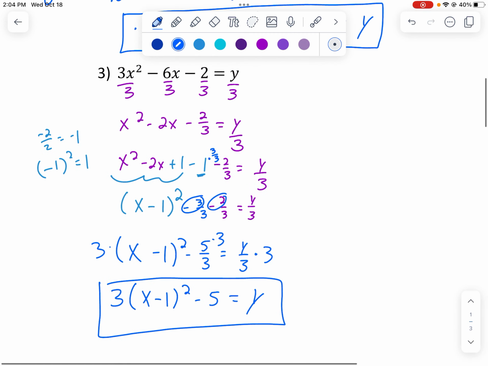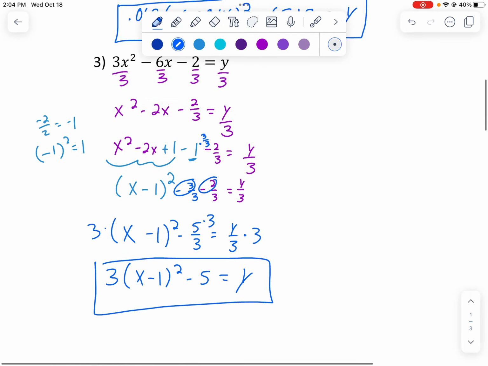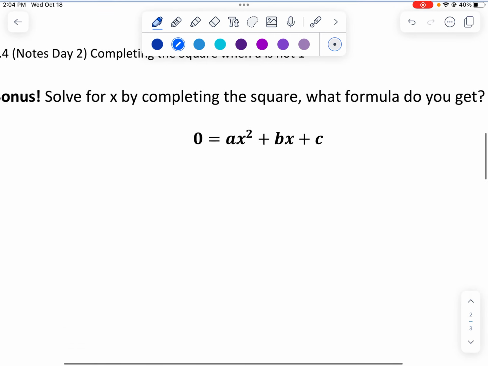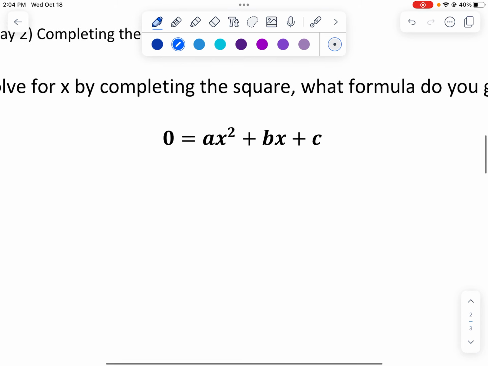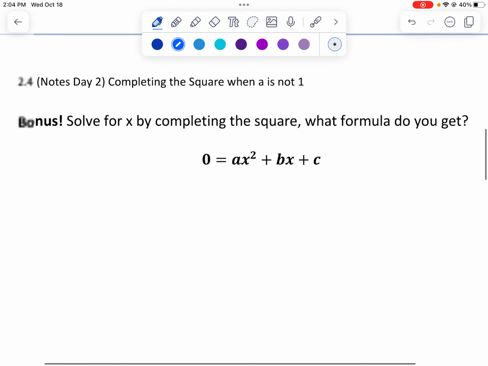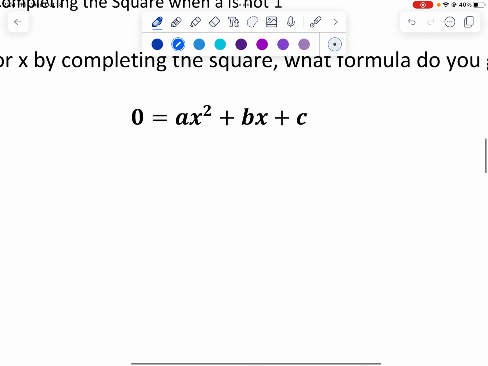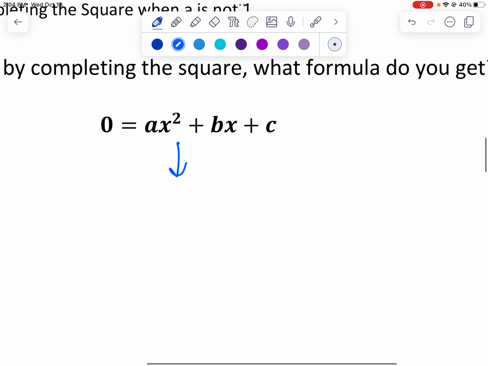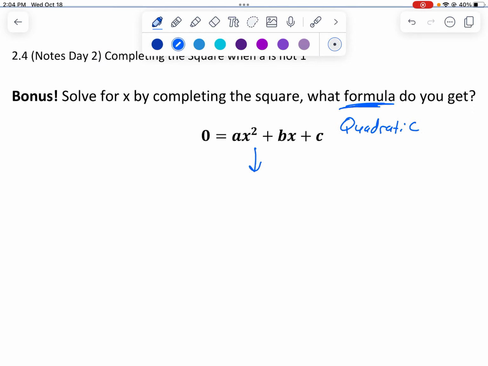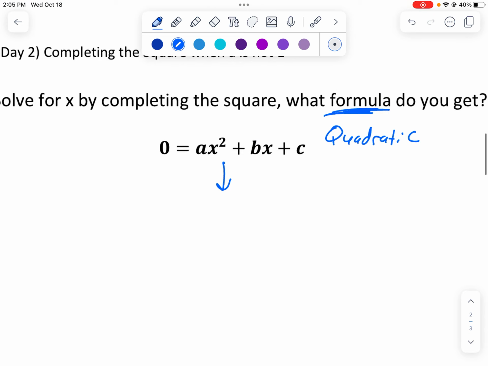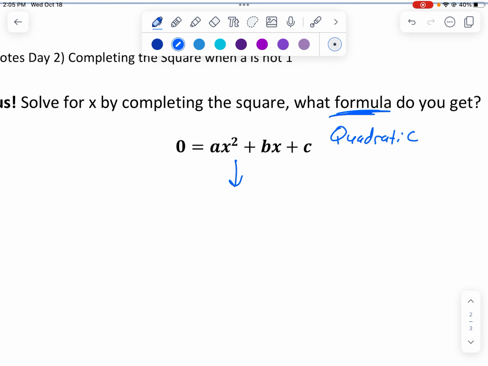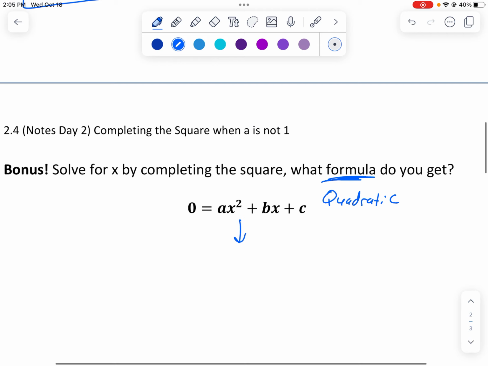Okay, that is really it for the notes for today. This last question down here that says bonus, I'm just giving it to you a couple days in advance so that you can try it. There's some sneaky algebra things that happen in this problem, but when you work through it, what should happen is you should get out the quadratic formula. So let me know if you have questions on any of this, and give this last problem a shot. It's just solving by completing the square. And you can ask me about it in class if you want to. But yeah, hope you guys have a great day.